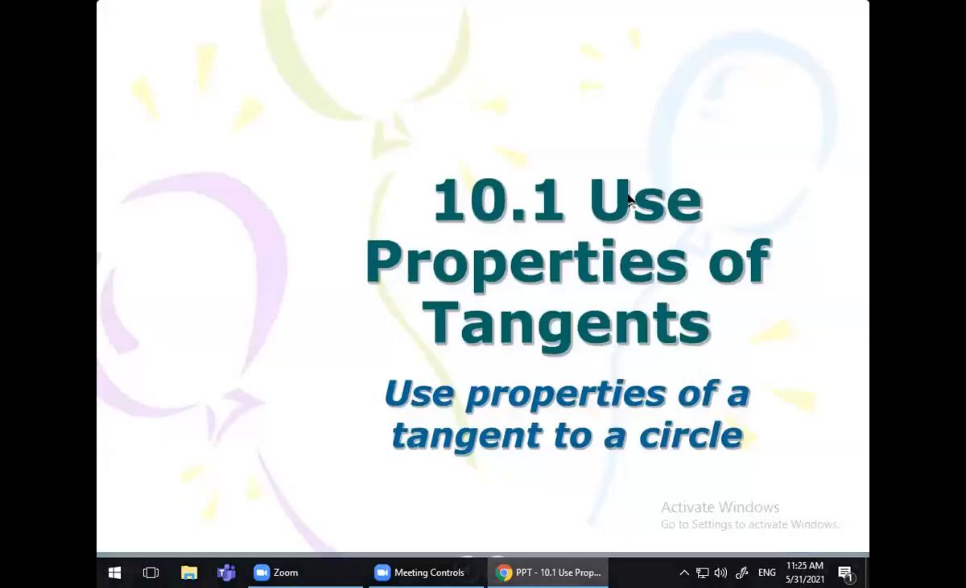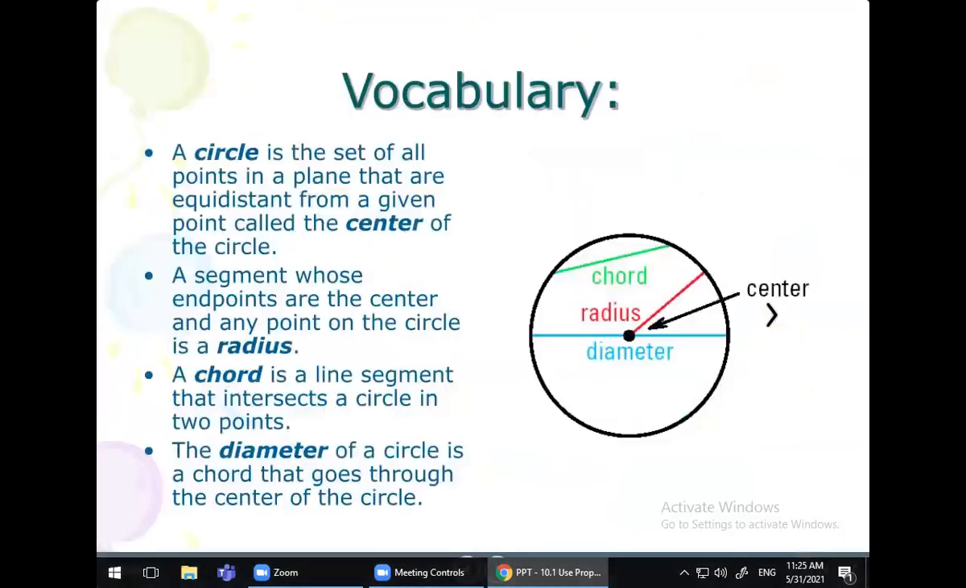We have to know the properties of tangents. So in this lesson, we have to know what is the meaning of tangent and how we will find the properties for this tangent. First of all, we have to explain the vocabulary which we can find in this lesson.